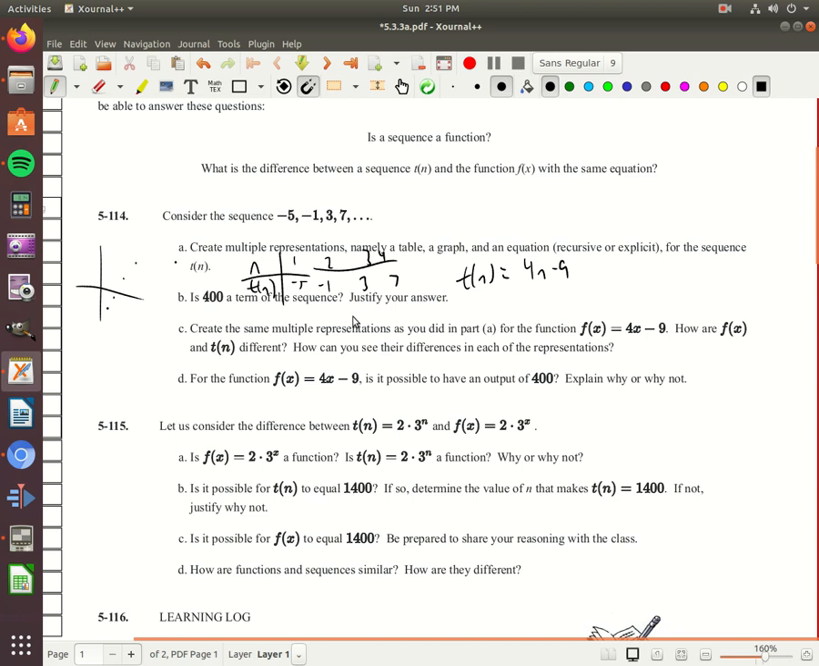Is 400 a term of the sequence? Well, I'll say no. I know because these are all odd numbers. If I keep adding an even number, they're going to remain odd numbers, so I'll never end up on an even number. So it can't be.